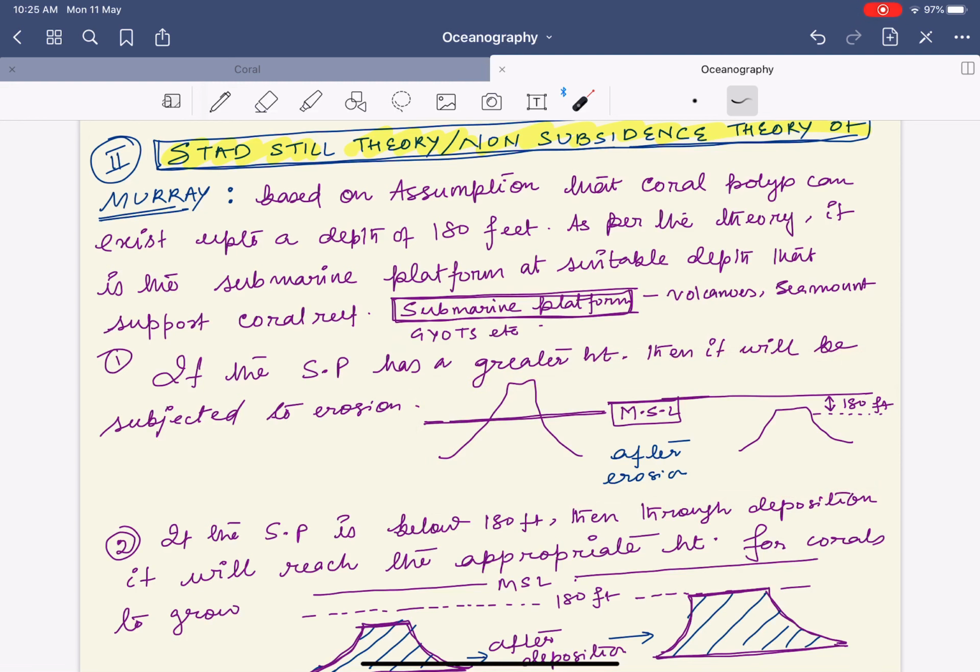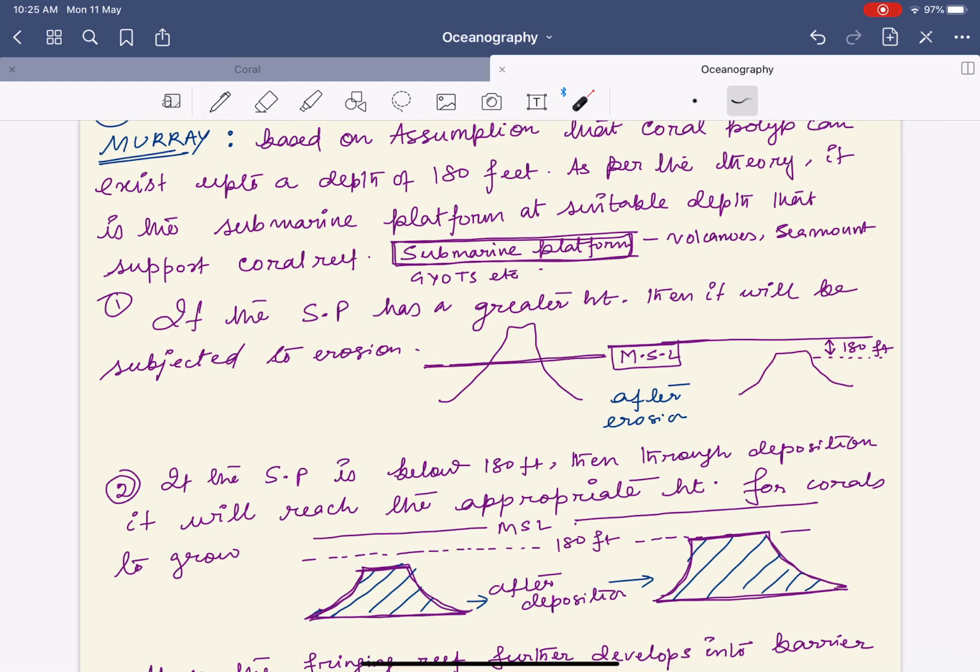So he says that if there is a submarine platform which is greater than 180 feet, then what will happen is that it would be eroded by the sea waves, and they will bring it up to such a height where the corals will start existing, or the corals can grow. Hence, consider this as the sea mount or the guyot. After erosion, this will come to the level where the corals will grow.